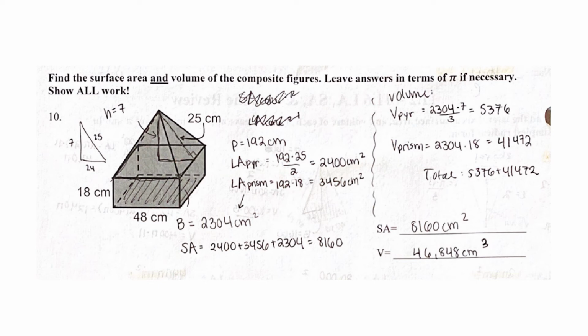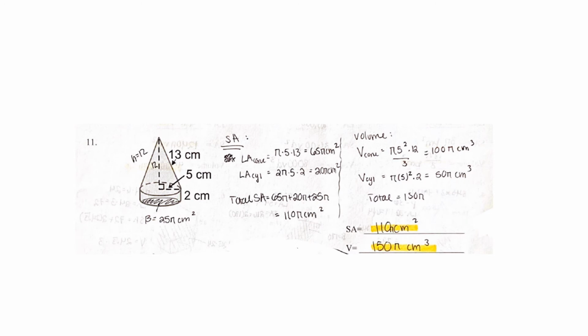So 8,160 centimeters squared. For the volume, again, we can just find the volume of the pyramid, find the volume of the prism, and just add them together. It's kind of a big number there, though. It's 46,848 centimeters cubed. Okay, one note about 10 also before I go forward is that the diagrams aren't to scale necessarily here.